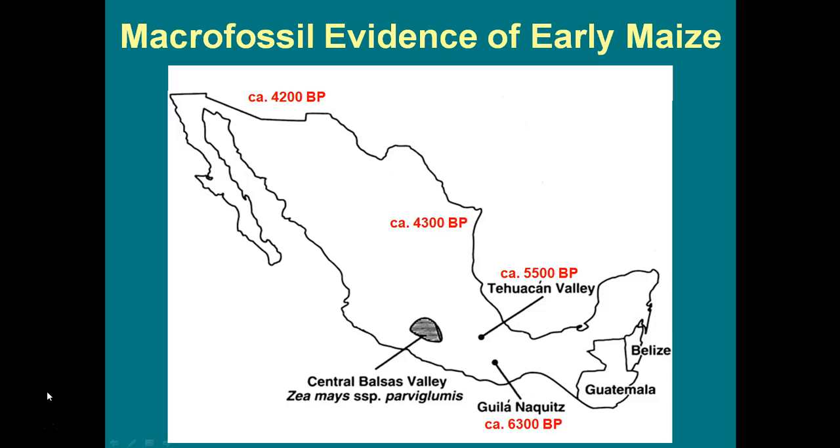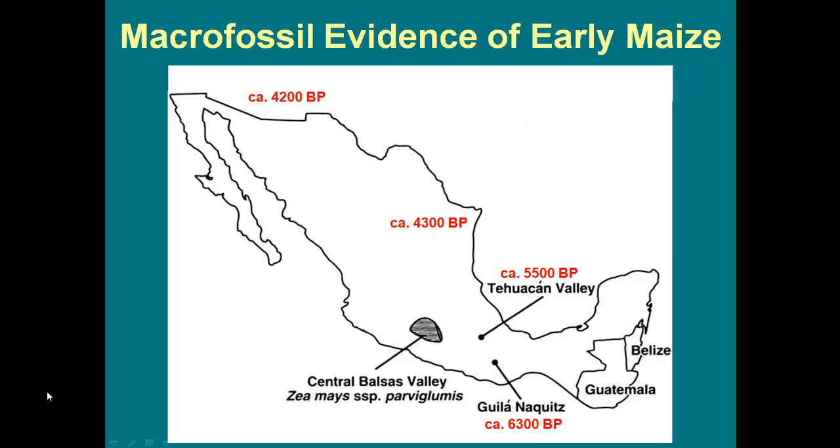While we know that corn was originally domesticated from a variety that is found in the central Balsas River Valley, the site where we have the earliest macrofossil evidence of corn is to the south, at the same cave site of Guila Naquitz where the early evidence of squash domestication was recovered. And corn there dates to about 6300 BP. A little further north, in the Tehuacan Valley, there are sites where corn dates to as early as 5500 BP.